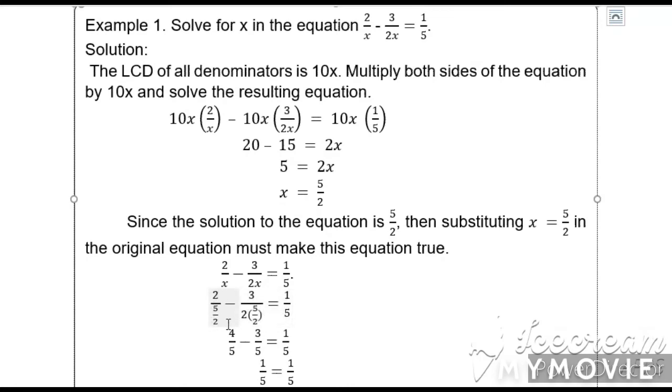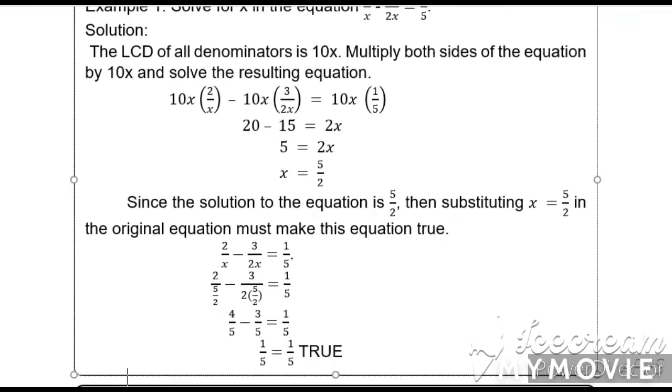Then this becomes reciprocal. 2 times 2. The 2 here in the denominator of 5 halves multiplied to the numerator 2, it becomes 4/5. Minus, the 2 here can be cancelled out. 2 divided by 2 is 1. So automatically 3 over 5 equals 1/5. 4/5 minus 3/5, since they have the same denominator, subtract the numerators. 4 minus 3 is 1. Therefore 1/5 equals 1/5. The statement is true, or the equation is true.